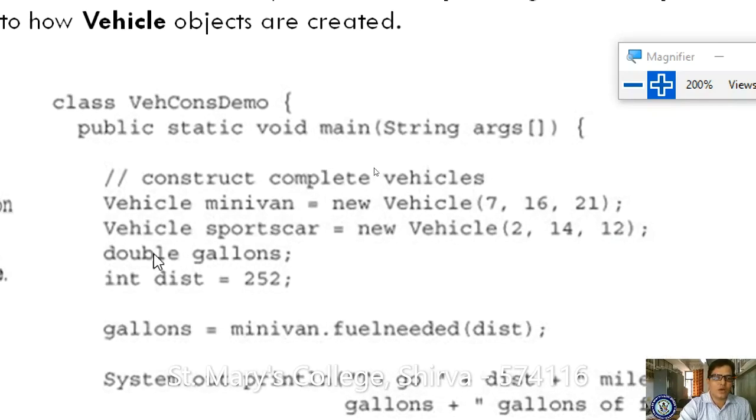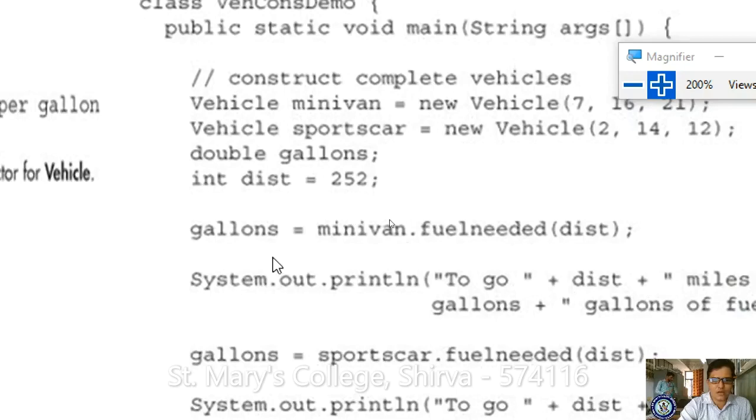Okay, now I'm taking the double gallons. Now I'm specifying the int distance. So what is the distance? 252 kilometers. For 252 kilometers how many liters of petrol are required? To process this I'm taking gallons equal to minivan dot fuelneeded. What is minivan?